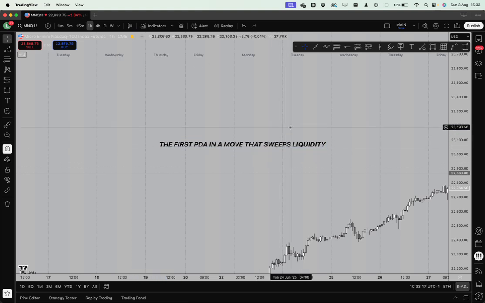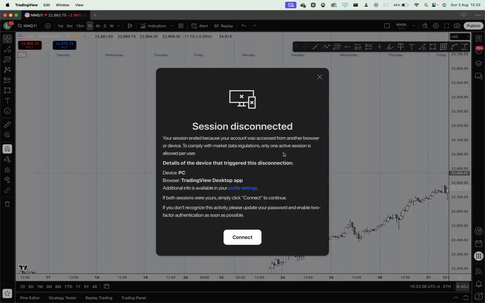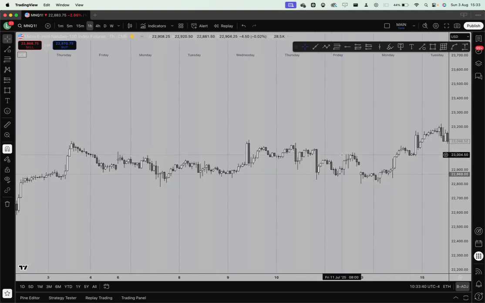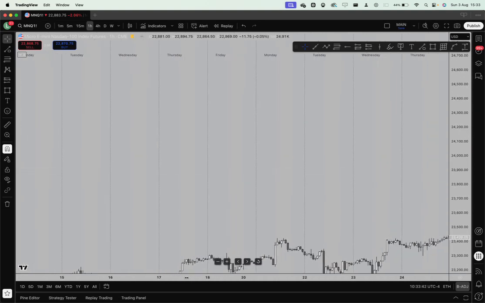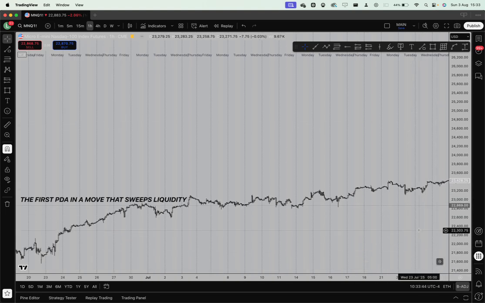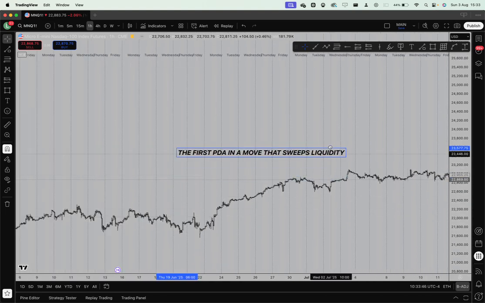So what I'd recommend you guys doing, don't take my word for it. Go and research for yourself. Go and look back at the charts. Go and see what you think, because I'm researching this at the minute and it's making a lot of sense to me, and I'm 100% going to be using this for my trading going forward. So do your own research, of course, but see what you think and see if you can find these PD arrays and see how price reacts to it.